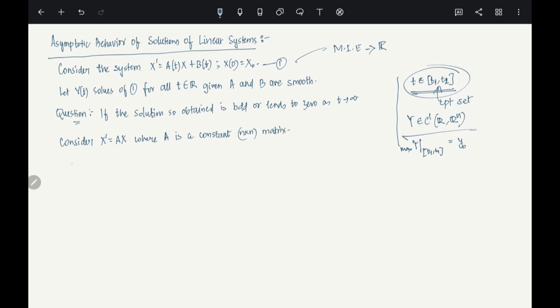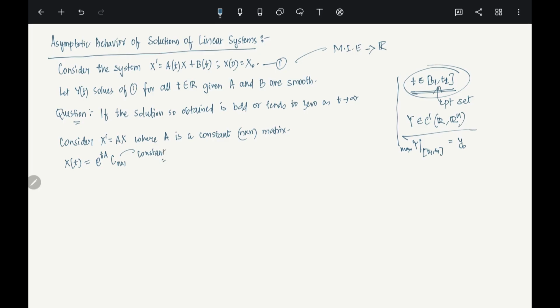Now for this problem we know that x(t) is given by the general solution, the fundamental matrix times C. And the fundamental matrix, what is it? It is e^{tA} in this case, times a constant n cross 1, an arbitrary constant matrix. So we know that any solution looks like this.